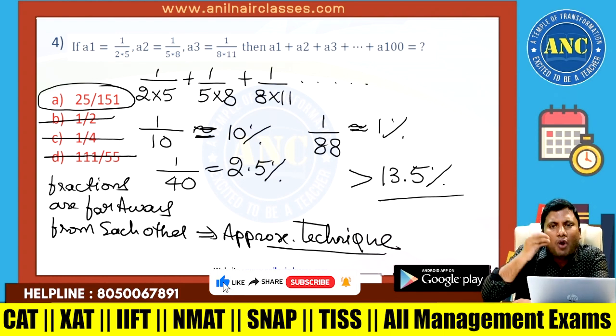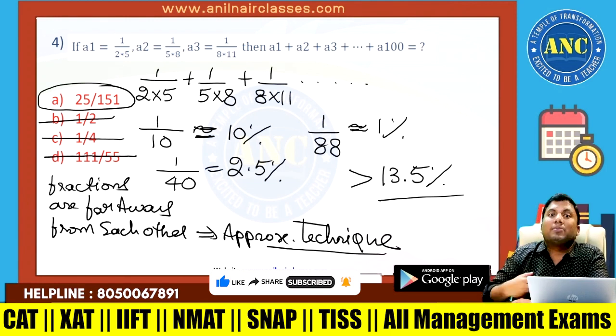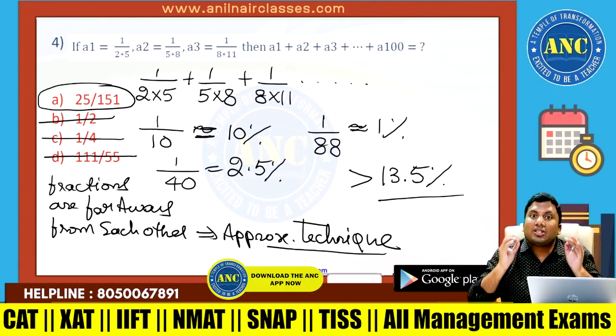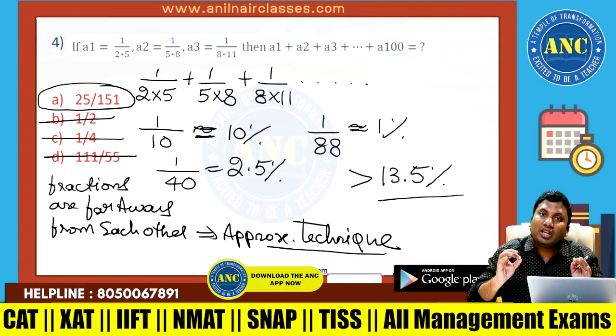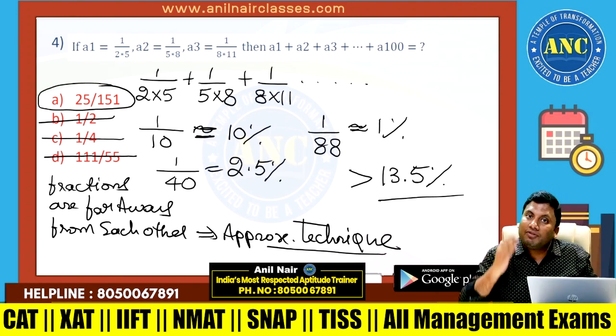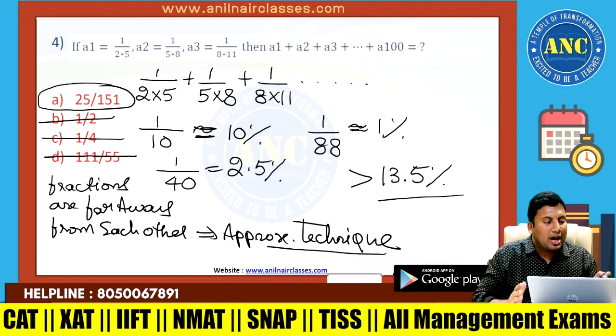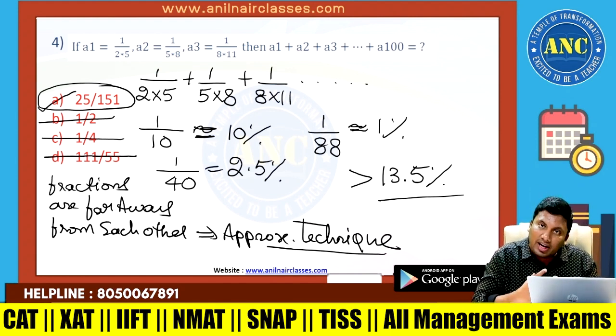In this one, what most of the students will do, they will find out A100, substitute the value and use method 2. I am telling no need. If answer options are far away from each other, straight bang on, use approximation concept. If the answer options are closer to each other, then go to method 2. Eliminate the wrong answer options depending upon the denominator value. Answer for this question is 25 by 151. Let me check whether this is the answer.